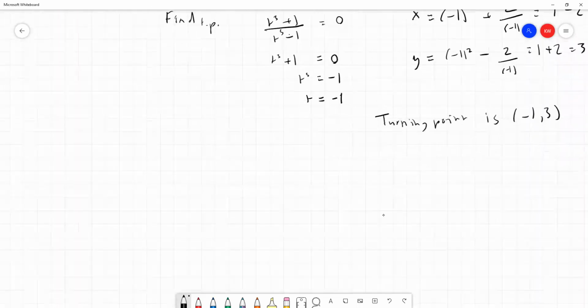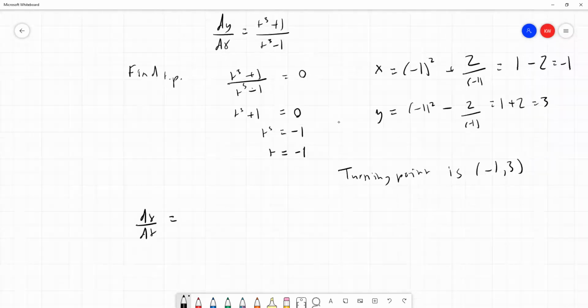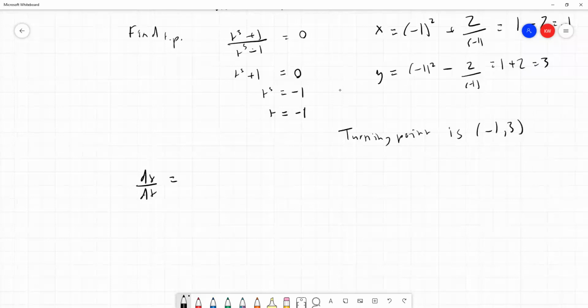So let's write out what it is that we're looking for here. Well, we'll be using dx by dt, which we've found already. So I'll copy that out and put it down here for reference with this part of the problem. That's 2t minus 2 over t squared.